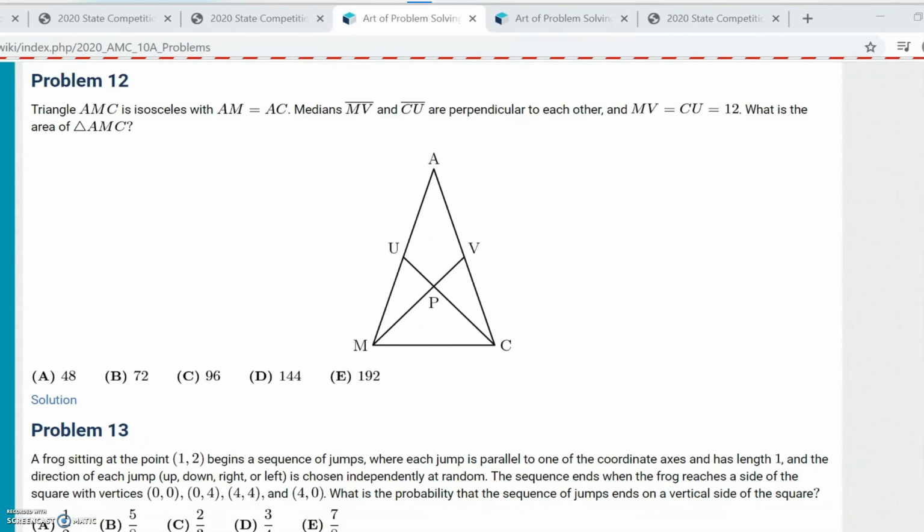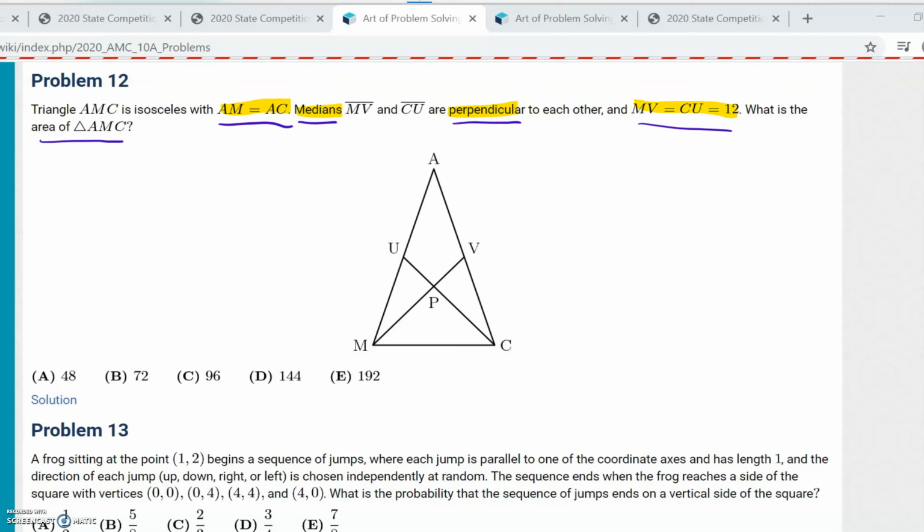Okay, here's the problem. Problem 12. Triangle AMC is isosceles with AM equals AC. Alright, that's important. Medians MV and CU are perpendicular to each other, and MV equals CU equals 12. We want to find the area of triangle AMC. So there are quite a few important things to note. I'm going to just highlight some of the important ones here. I've already underlined them, but just to add some extra emphasis.